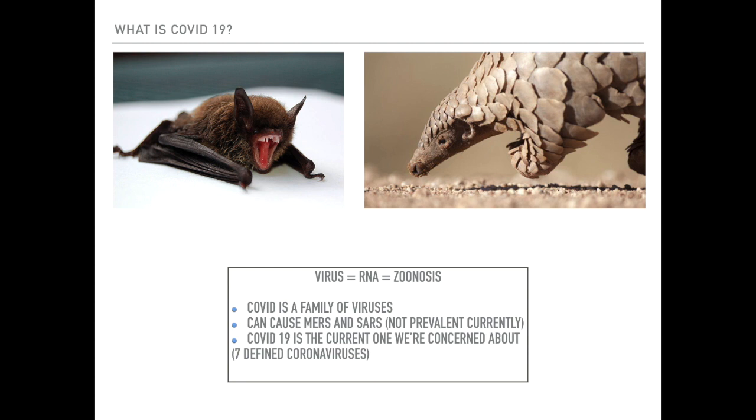Now, COVID-19 is part of a family of viruses. This family of viruses can cause MERS and SARS. Fortunately, it is not currently prevalent, but COVID-19 is the one that we're currently talking about, and there are actually 7 defined coronaviruses. So a lot of people aren't wrong when they report literature from years and years ago saying this is not new. Well, COVID-19 is new, and we are, in fact, concerned about it because it could have major socioeconomic implications if it continues to spread.